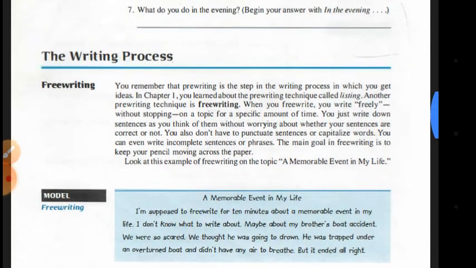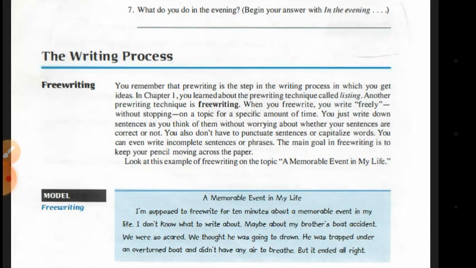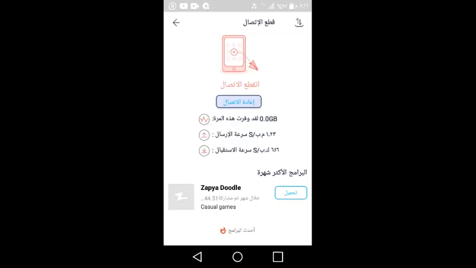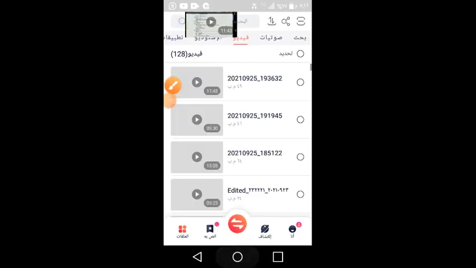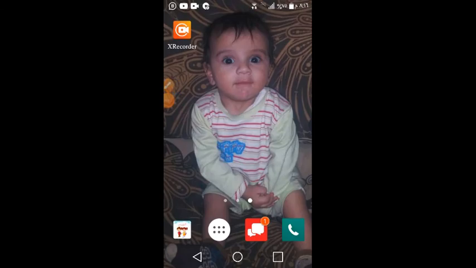We come to the writing process. Here, free writing. What is free writing? It is writing everything that comes to your mind when you are writing about a subject. After you do free writing, everything will be written there. Complex sentences, fragments, whatever you are going to write, you write it down without stopping. With this we have finished this part.